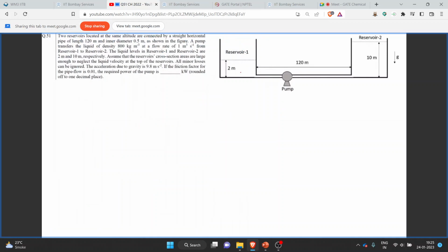So in this question, we have been given two reservoirs and we have been asked to find how much power will be required by this pump to deliver the fluid from reservoir 1 to reservoir 2, considering all the minor losses as negligible. All the other parameters have been given, the friction factor is also 0.01, and ultimately we have to find the power required by the pump.